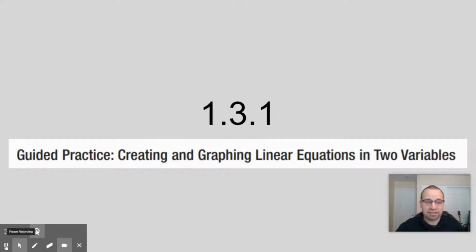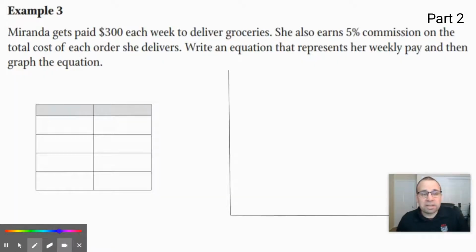Let's get started. Miranda gets paid $300 each week to deliver groceries. She also earns a 5% commission on the total cost of each order she delivers. Write an equation that represents her weekly pay and then graph the equation.